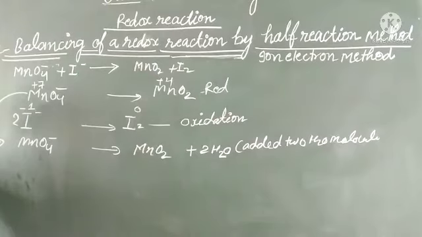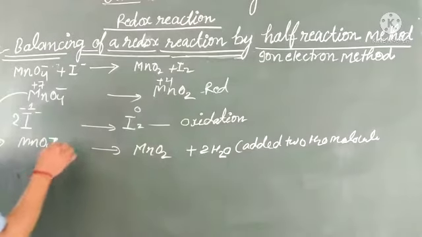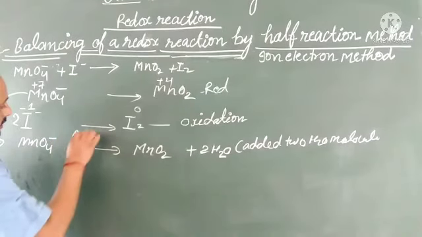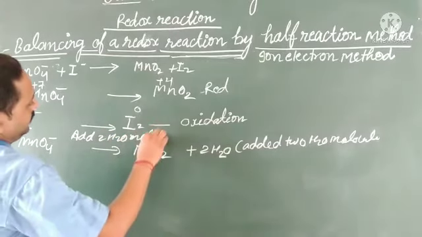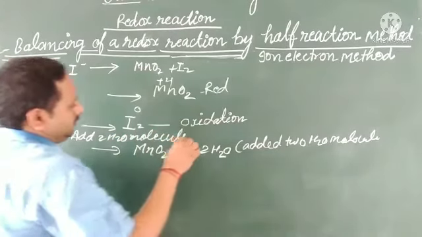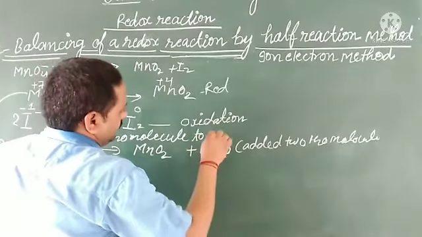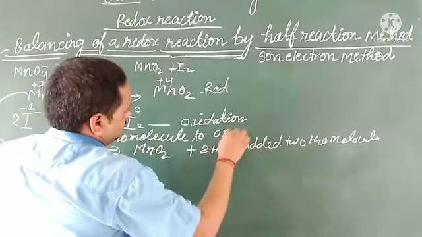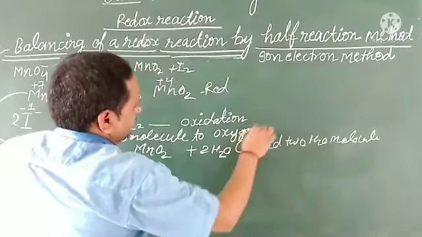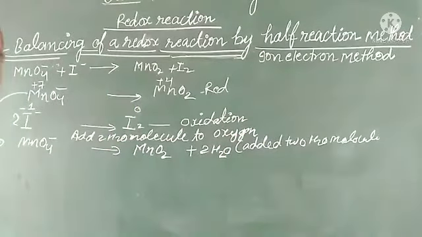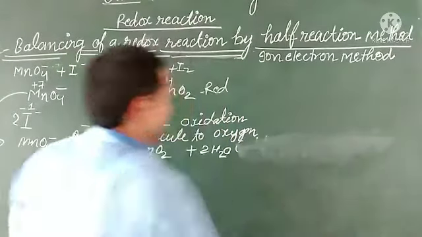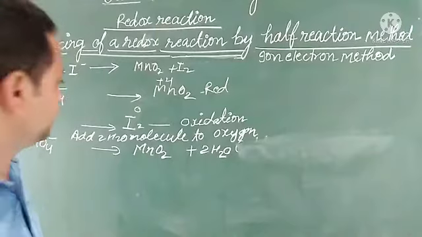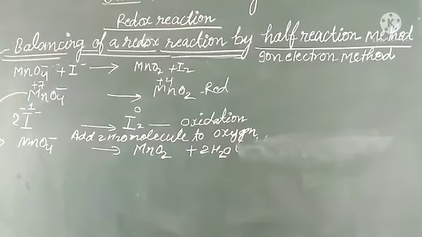Otherwise, we can write here: add 2 H2O molecules to balance oxygen. It is easy. So what have we done here? We have added water, H2O molecules. Now the reaction is in acid medium, so we have to balance hydrogen.